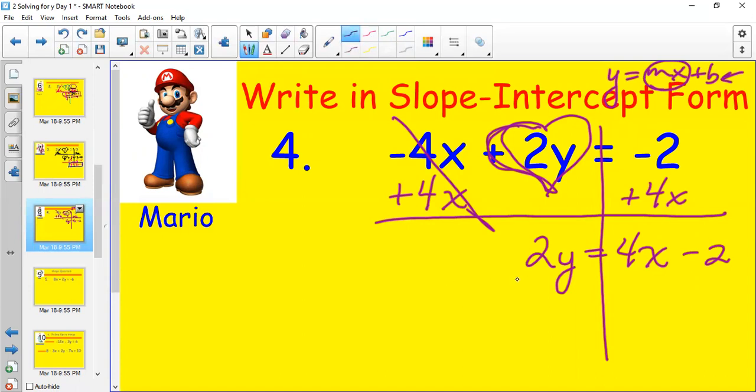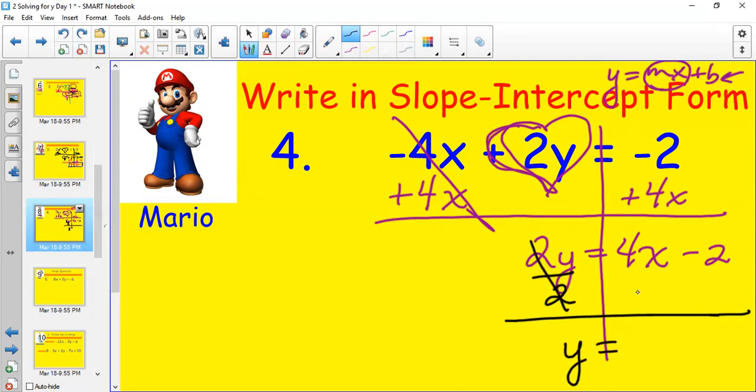I have to split up my happy couple. Right now it's 2 times y. So to get rid of that coefficient of 2, I have to get rid of multiplication, which is by dividing. So that's going to give me just y over here. But remember, whatever I do to one side, I have to do the other.